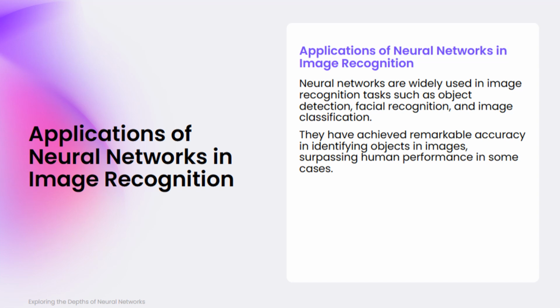Alright, let's discuss the application of neural networks in image recognition. Neural networks are widely used in image recognition tasks such as object detection, facial recognition, and image classification. They have achieved remarkable accuracy in identifying objects in images, surpassing human performance in some cases. Surpassing human performance, now that's how far neural networks have gone. Not in all cases, definitely not in all, but some.